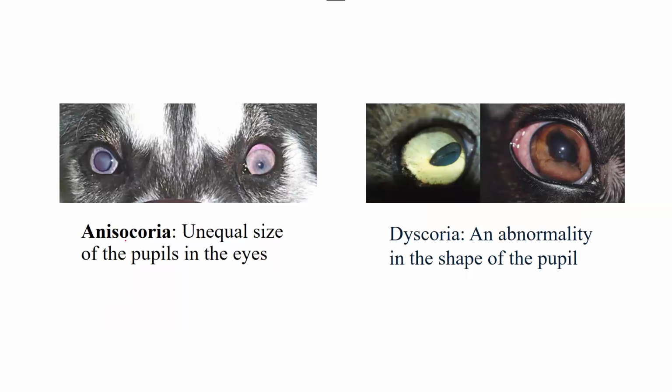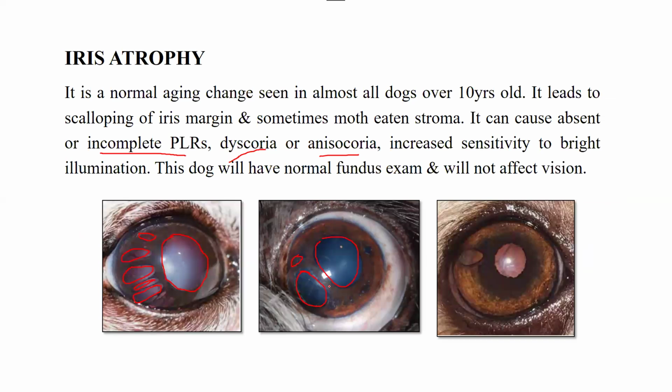Anisocoria is the unequal size of the pupils in the eye. So this is a larger pupil, this is a smaller pupil. And dyschoria is an abnormality in the shape of the pupil. So you can see the shape is disturbed. You see, now the shape of the pupil is disturbed.